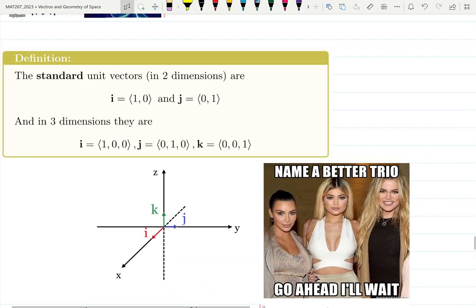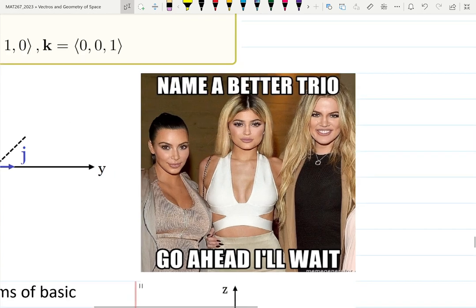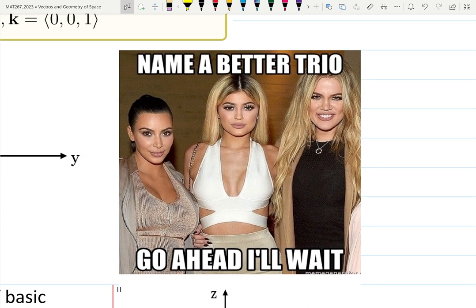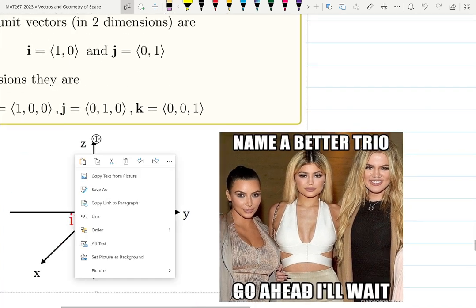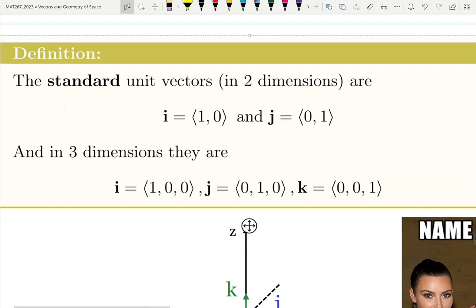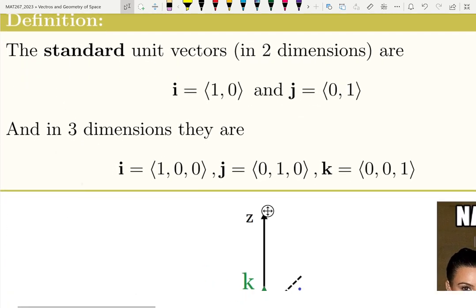Finally, the last important thing, and we can go, is this. This was a very funny joke like two years ago. Name a better trio. Do you know this meme? It was a super not funny meme at all. But the fun one was that actually it has a continuation in vector calculus. I just was too lazy to find the continuation.